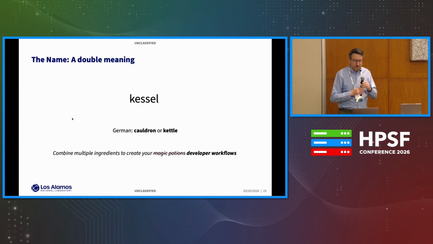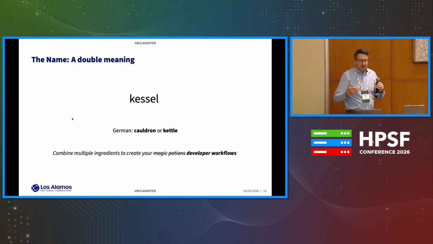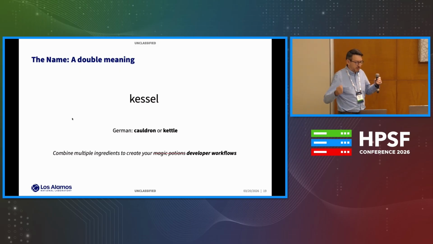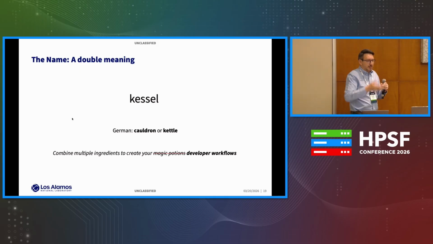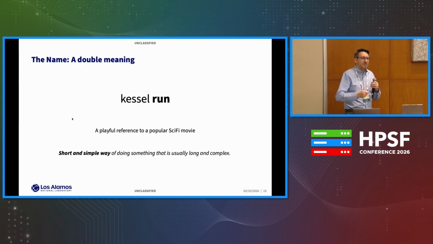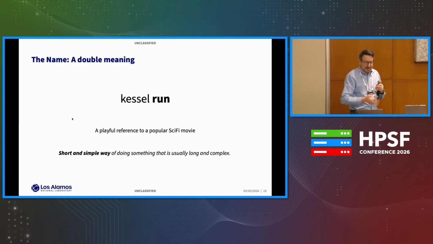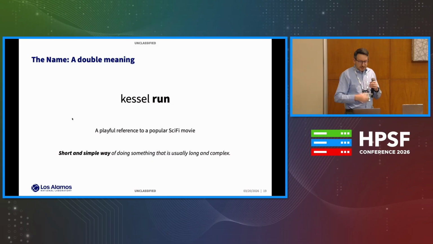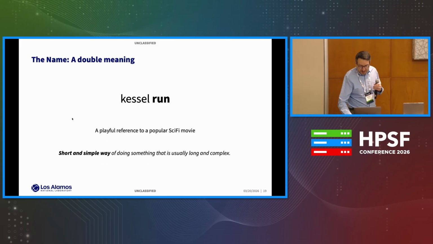Kessel is a little bit of a wordplay. The name is German and means cauldron and kettle. So think of it as you're the evil witch that puts together different tools and makes magic potions. Well, now it's developer workflows. And the second reason is we wanted to have a Kessel run. Anybody who knows sci-fi will get that reference. So think of it as a short and simple way of making something that's usually long and complex.